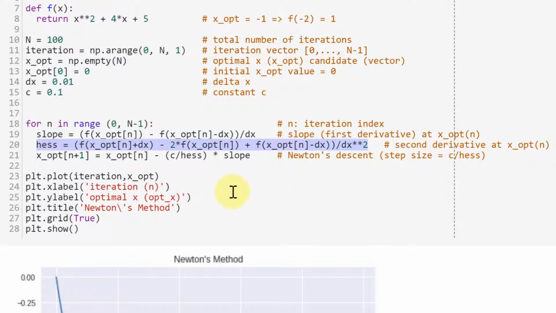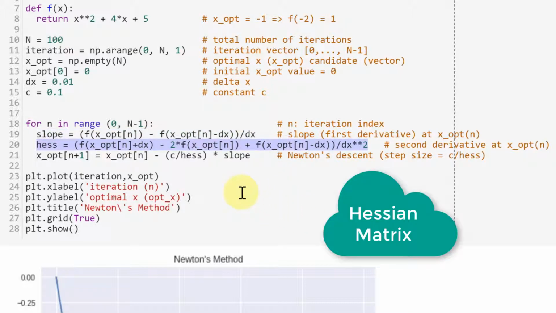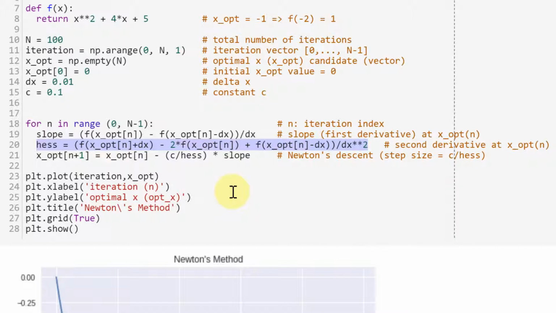This term Hess comes from what's called a Hessian matrix. In our example, we are dealing with x and f(x), but in some cases, we may deal with a function with multiple variables, and we need to do some multi-dimensional computation, and our second derivative in that case may become a matrix. But in this case, we are not dealing with multidimensional computation, so no matrix is used. But still, I want to call this Hess. Again, this is a second derivative at x_opt of n.